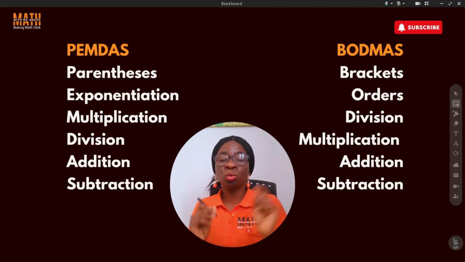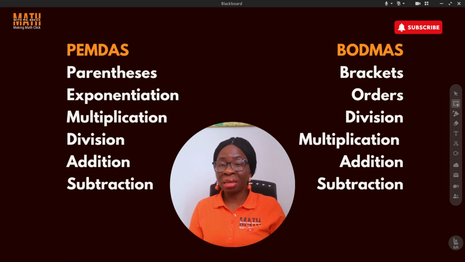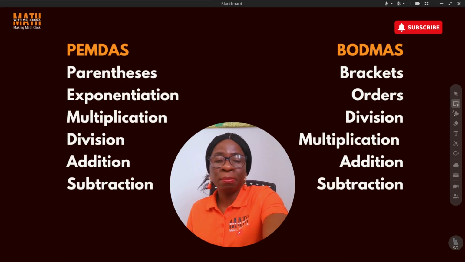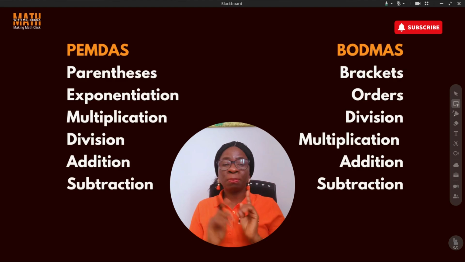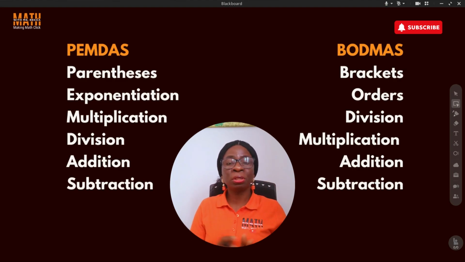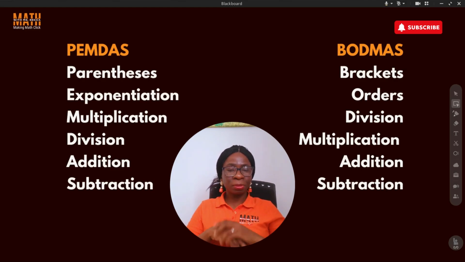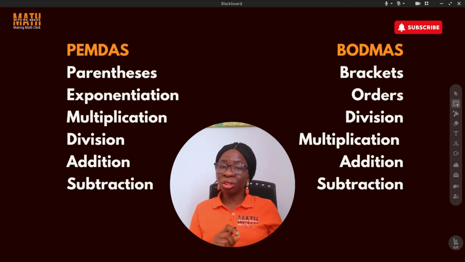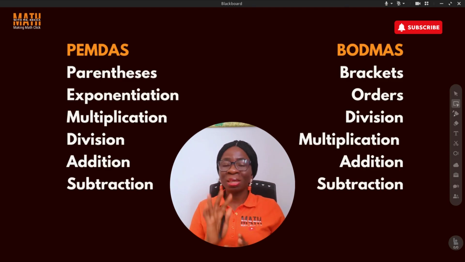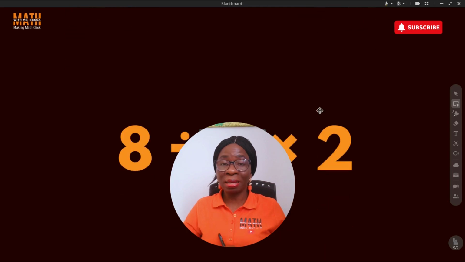So here is what we were all taught, that PEMDAS or BODMAS, they are the same, means parentheses, exponent, multiplication, division, addition and subtraction. That's simple, right? But this is where most students go wrong. They think multiplication always comes before division and addition always comes before subtraction. But that's not true. Now, let's take a look at an example.